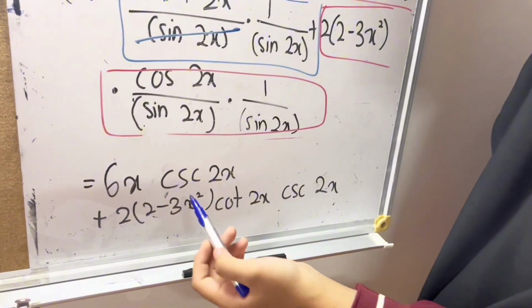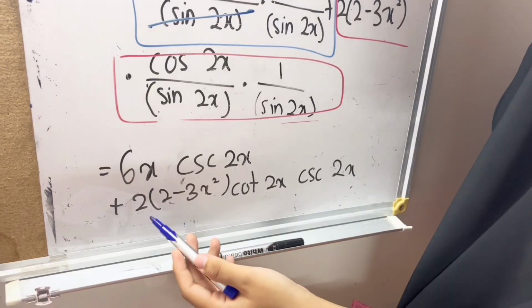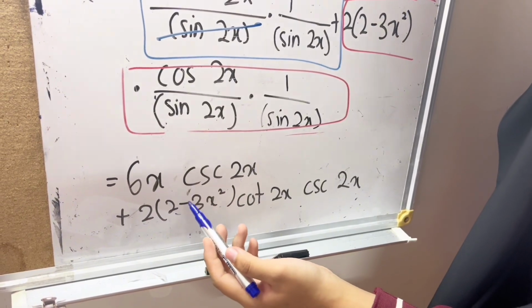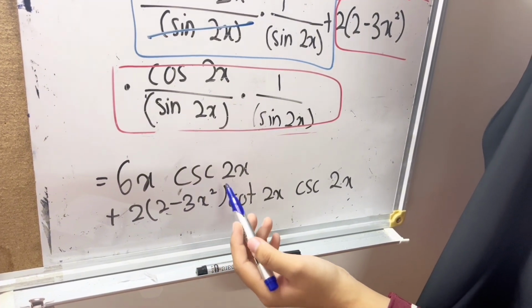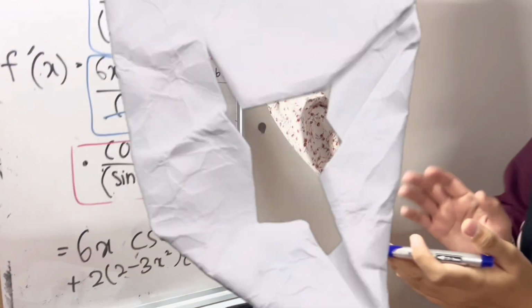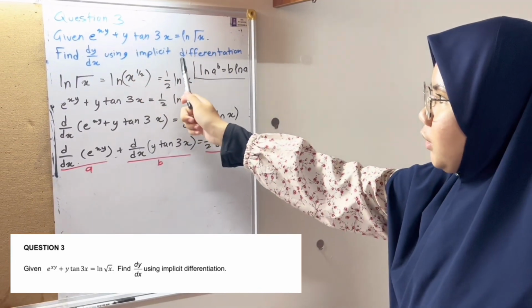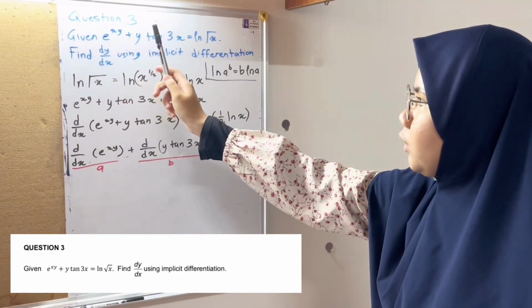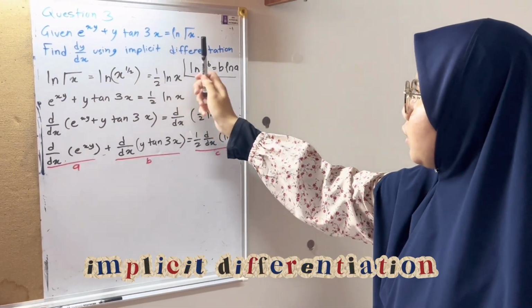So the final answer is 6x cosec 2x plus 2 bracket 2 negative 3x squared cot 2x cosec 2x. This is question 3. Given the question, we need to find dy dx using implicit differentiation.